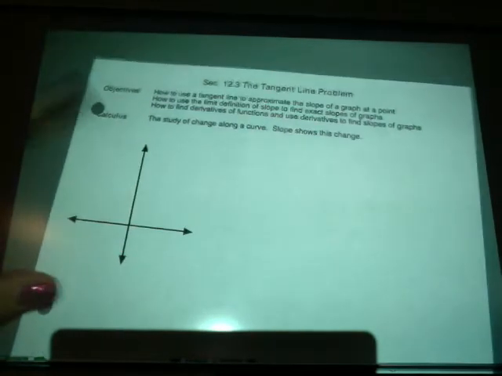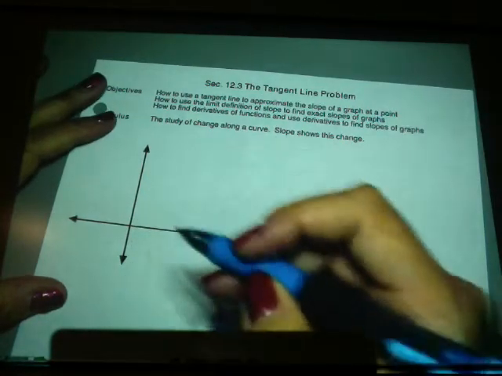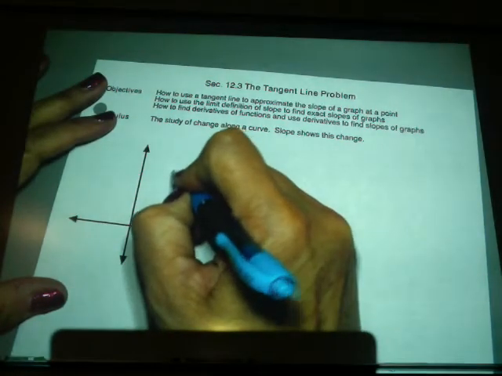So let's look at this. Let's go ahead and create a curve. So I'm going to put a curve, oh, I don't know. Maybe I'll have my vertex here.